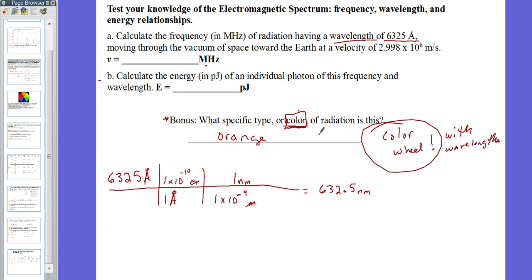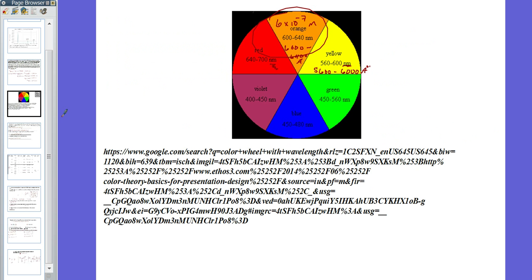So this will be orange colored light. And again, depending on what your reference was, you might find something that says it's very close to red. 640 was red, so you might find an example that says red. But anyway, maybe you put orangish red or reddish orange.